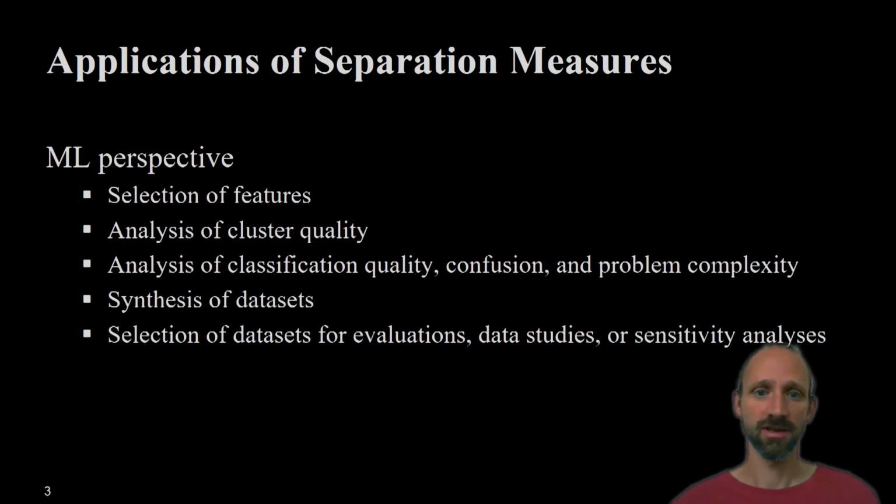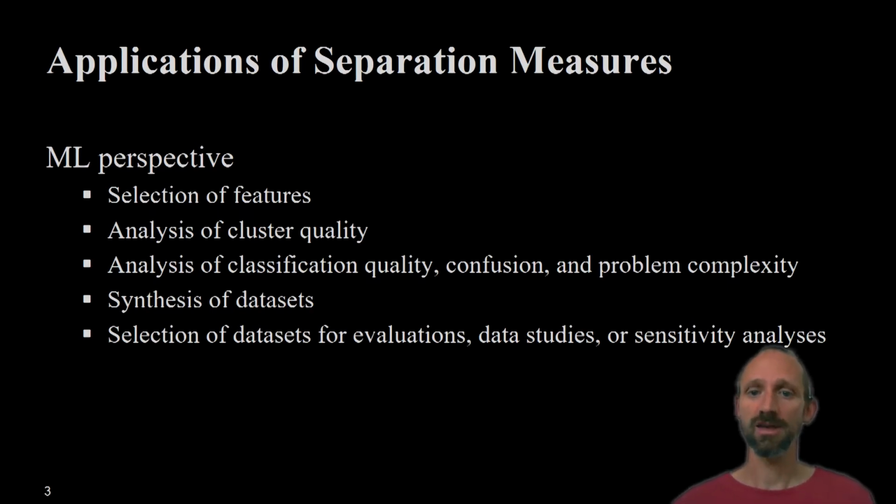Class separation measures have several applications in machine learning. First, they can be used for the selection of good, that means discriminatory features. With class separation measures, we can determine how well a feature separates two or more classes. A classifier built upon this concept is, for example, the decision tree.